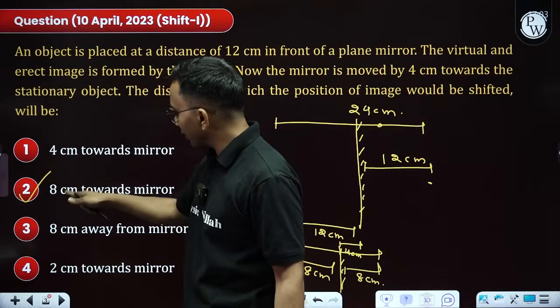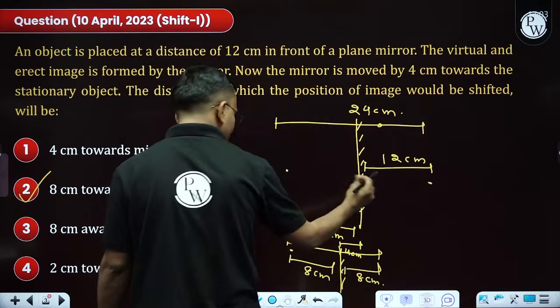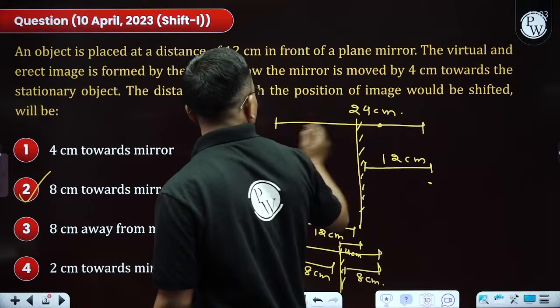Yeah, here we are having the second option, 8 centimeter towards the mirror. The image is shifting towards the mirror, that is the distance by which the position of the image will be shifted.